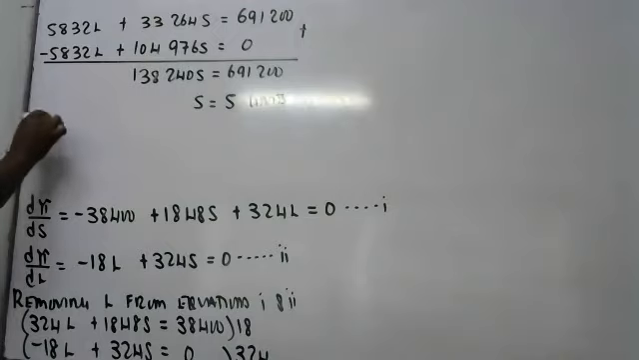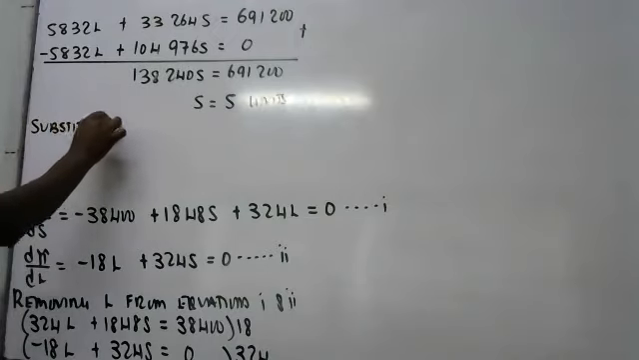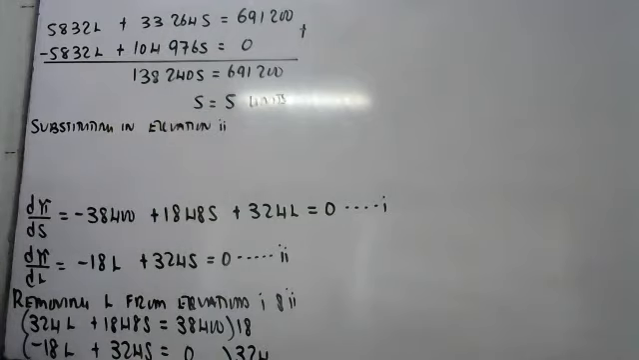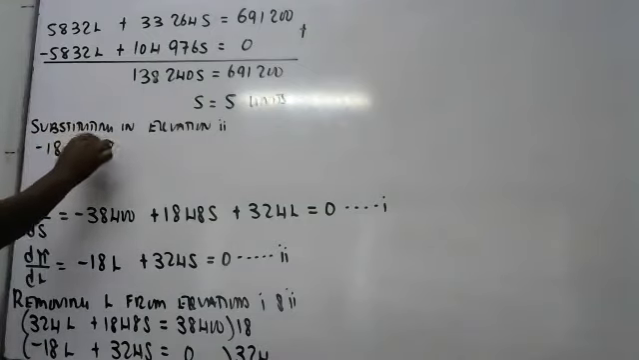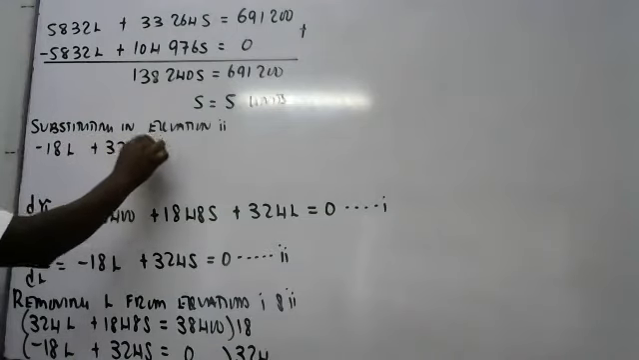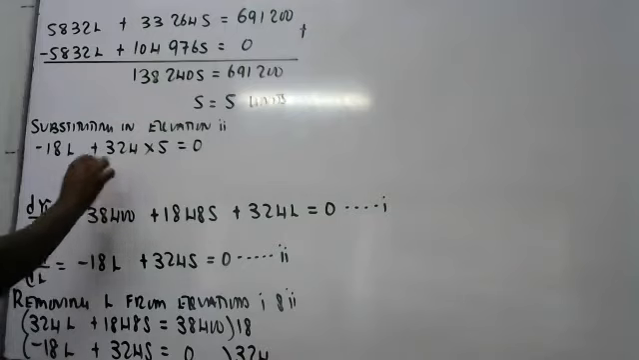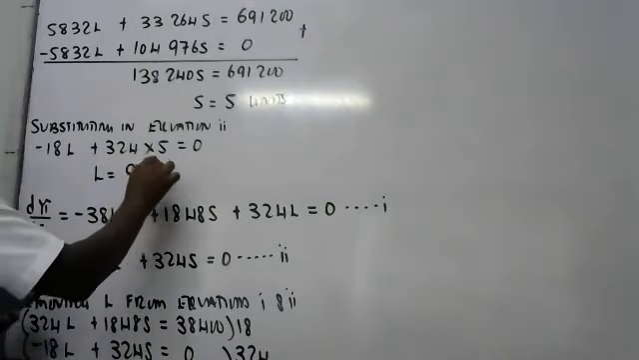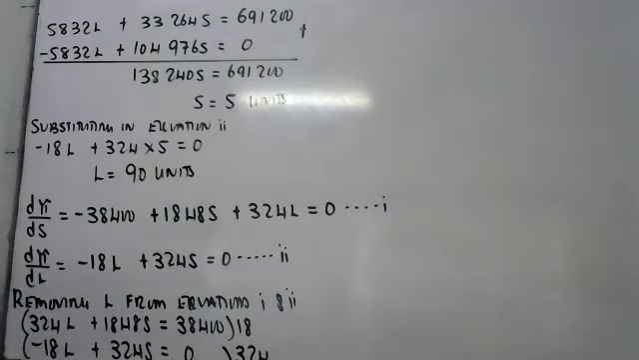Substituting in equation 2, we get minus 18 L plus 324 times 5 is 0. So if you multiply this by 324, we divide by 18. We get L is 90 units.